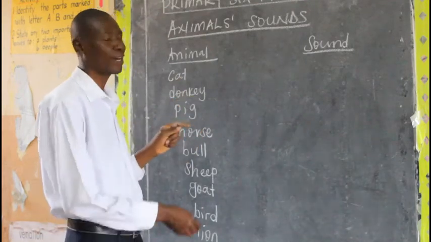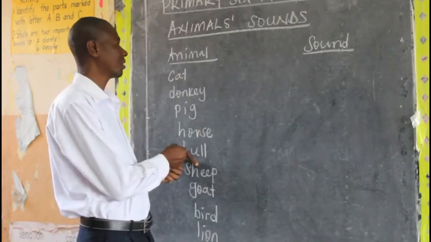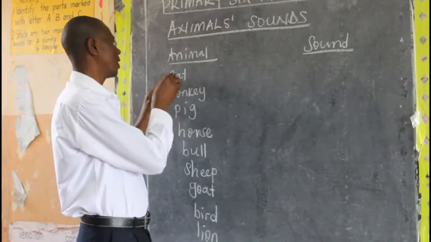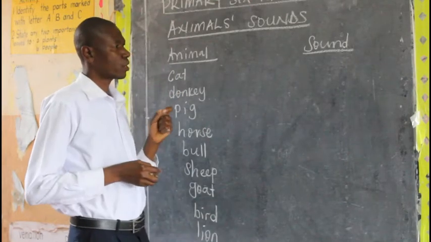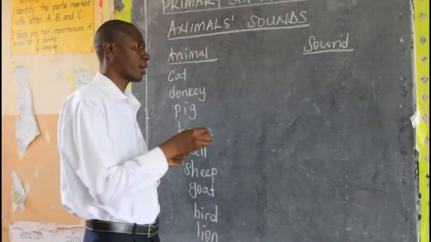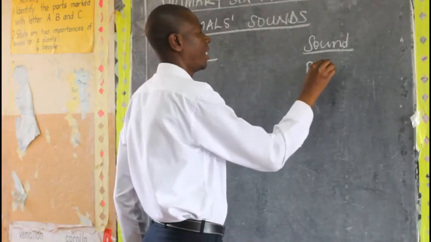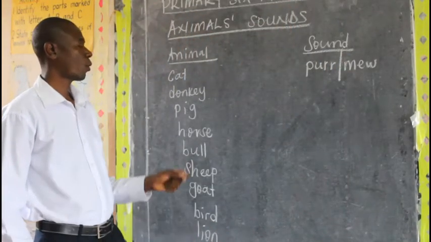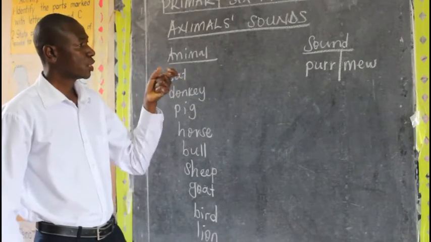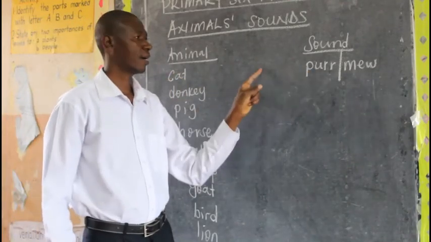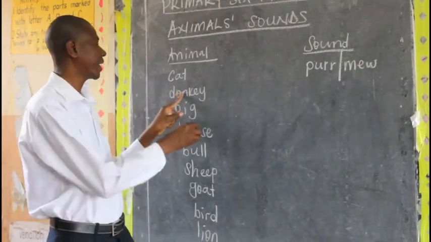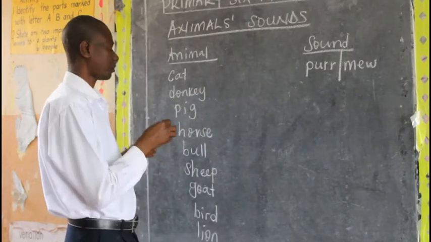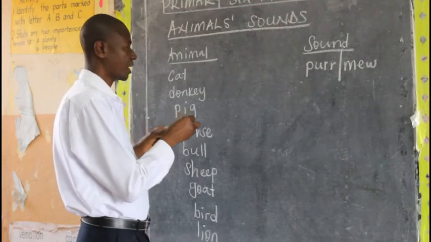And I have got a list of animals here. For example, I have put here animal and then the sound. So, let's look at cat. What do we call a sound of a cat? So the cat has a sound called the purr. So when they say, what does a cat do? A cat meows. Then we have a donkey. What is the sound of a donkey called?